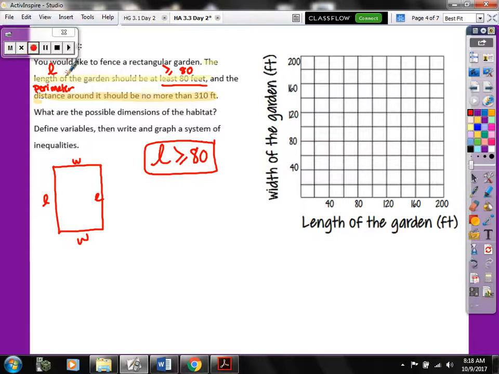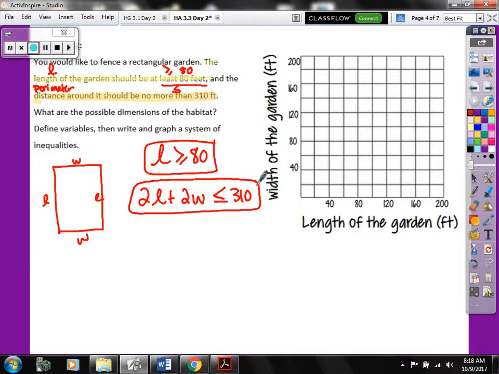And then it says the distance around it should be no more than 310. No more than 310 would be what inequality symbol for no more than? No more than. Awesome? Less than or equal to. Now the perimeter, you can either add W plus L, or if you remember 2L plus 2W is the formula for perimeter. And that should be less than or equal to 310. So those are the two inequalities. Now we just have to graph them.